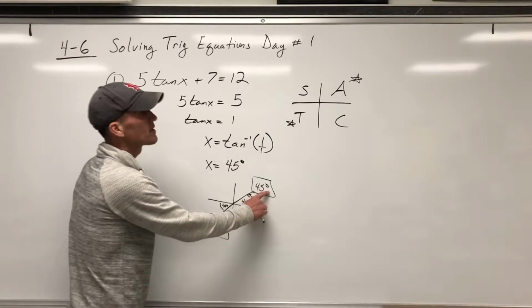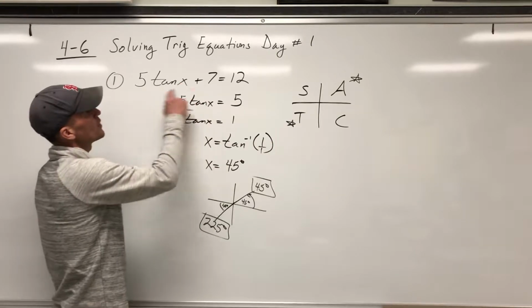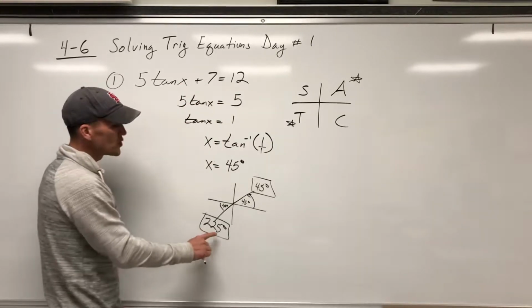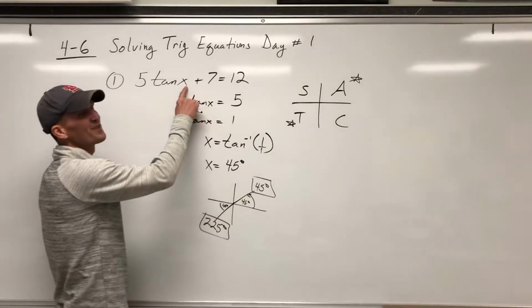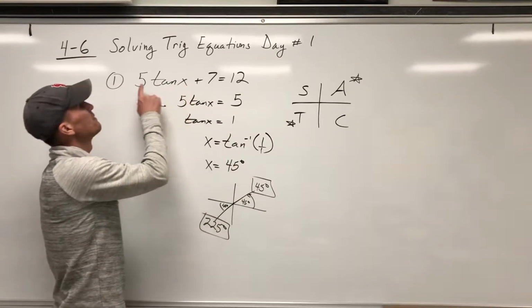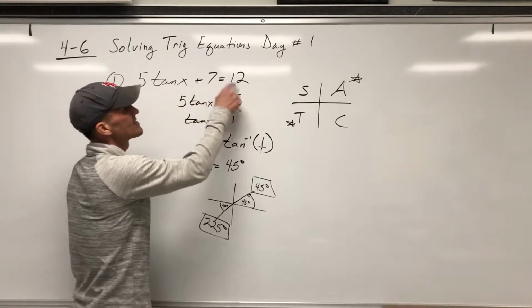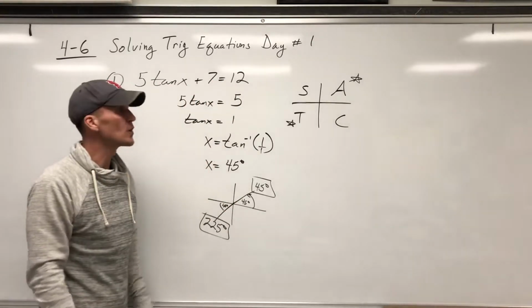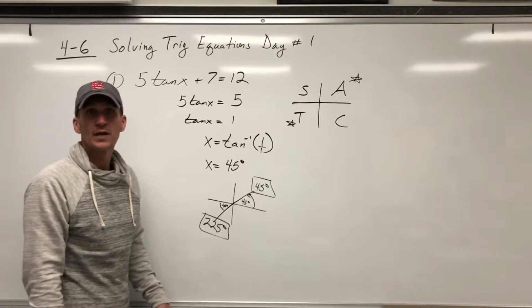You could take 45 degrees, plug it in there, do all that math, and it will equal 12. But you could also plug in 225 degrees, because tangent of 225 degrees is 1. 5 times 1 is 5, plus 7 is 12, and it works out. So we might be getting more than one solution now.